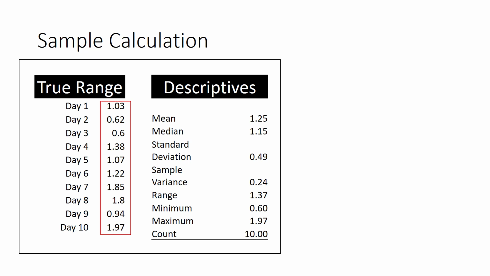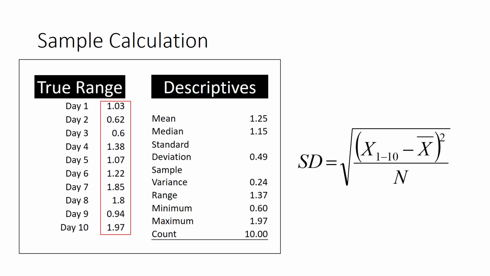We've got 10 days worth of true range data in this left column, and what the software is going to do is take that and plug it into this formula to derive the values that we need for our calculation. So we've got x1 through 10, those are those 10 values. We've got the average, which is 1.25. That's just the average of day 1 through day 10. We have n, which is just the count, which is 10 samples.